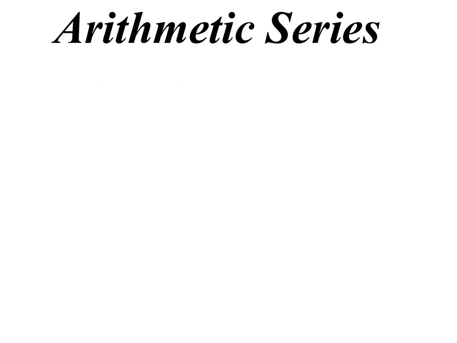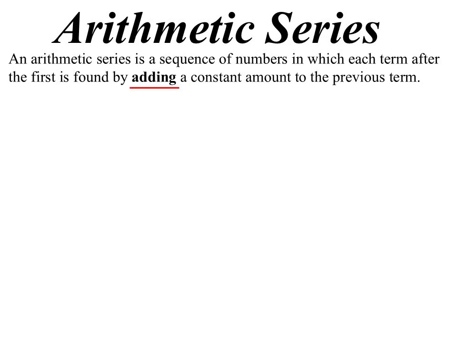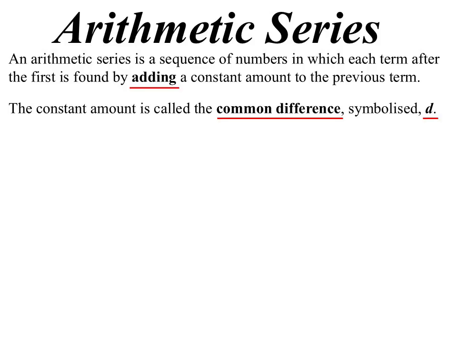Now we're going to be interested in 2 very specific types of patterns: the arithmetic, which we'll look at now, and then the geometric ones as well. An arithmetic series is a sequence of numbers, a very simple one, made by adding a constant amount to the previous term. That constant amount we add, we just call it the common difference, symbol D.